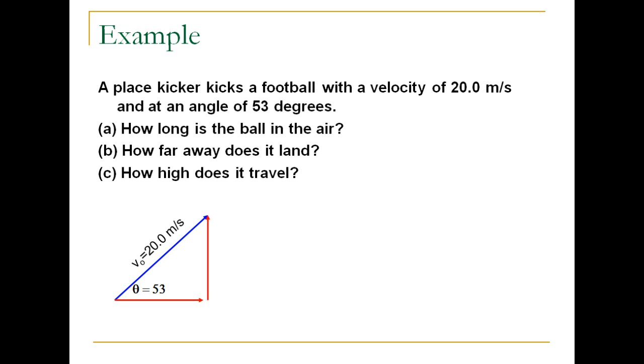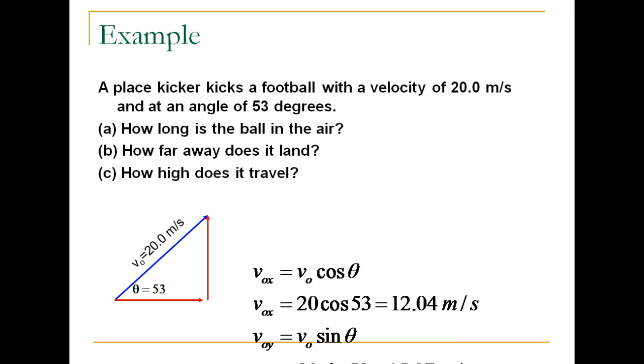Alright, so here's our example. A place kicker kicks a football with a velocity of 20 meters per second at an angle of 53 degrees. How long is the ball in the air is the first question we want to answer. How far away does it land? That's its range. And how high does it travel? That's also called maximum height, and we'll talk about it.